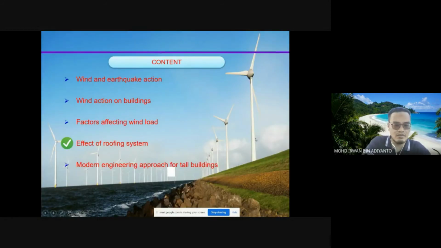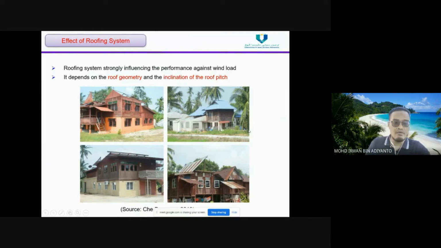Okay, let's take a look at the effect of the roofing system. The roofing system strongly influences the performance against wind load. It depends on the roof geometry and the inclination of the roof pitch. As you can see here, this is a traditional house in a rural area in Malaysia. We can see this is the typical roofing system.